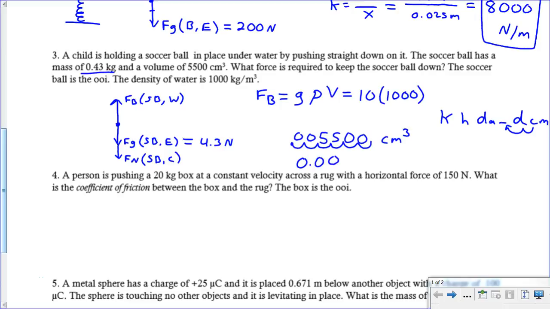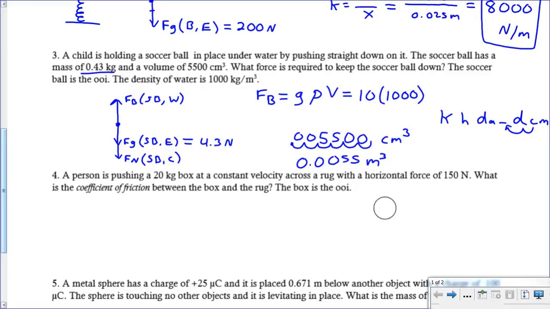0.0055 meters cubed. So this needs to be in meters cubed. Get used to doing the centimeters cubed to meters cubed conversion. I'm not going to give you a whole lot of conversions like this where you'd have to go from a unit cubed to another unit cubed, but centimeters cubed to meters cubed is going to come up a lot, and so I want you to be comfortable doing that one.